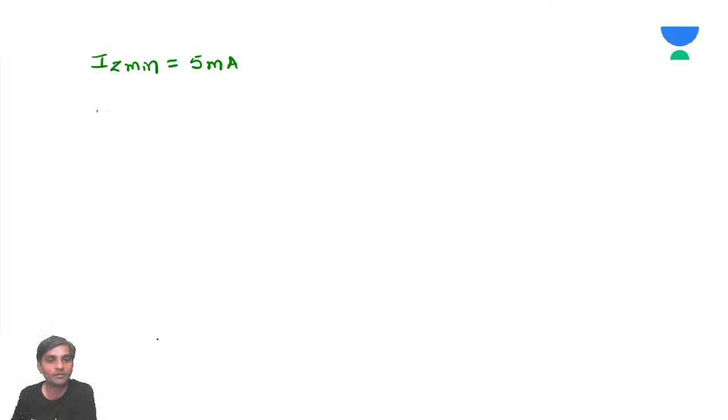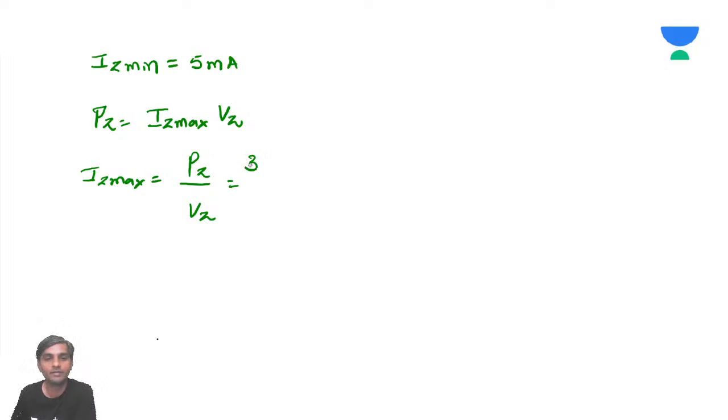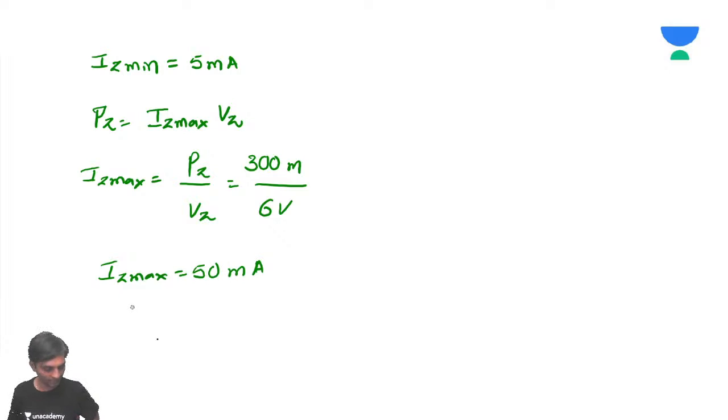So what is IZ maximum? PZ is going to be IZ maximum into VZ, so IZ maximum is going to be PZ by VZ. PZ maximum is 300 milliwatts and VZ is 6 volts. So IZ maximum is simply 300 divided by 6, which is 50 milliamps. Correct. IZ maximum is going to be 50 milliamps. Balaji and Krishnaveni, both of you are correct.